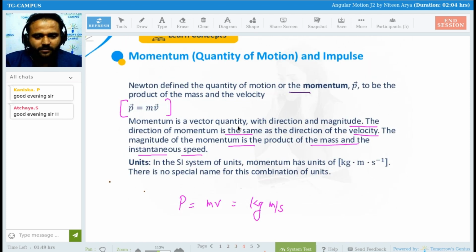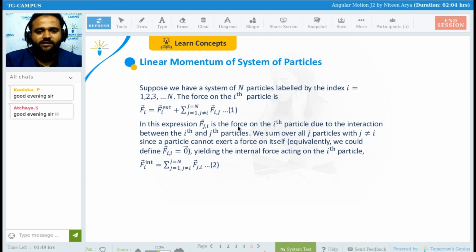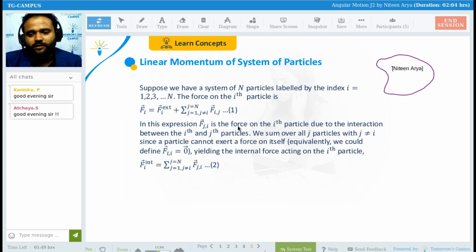Clear? Okay, so the next topic is the linear momentum of a system of particles. In this chapter, we discuss systems of particles. Every rigid body, as we know, is made up of n number of particles. You can think of it this way: this stone is made up of so many particles.